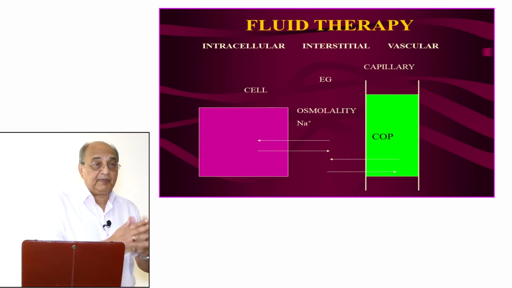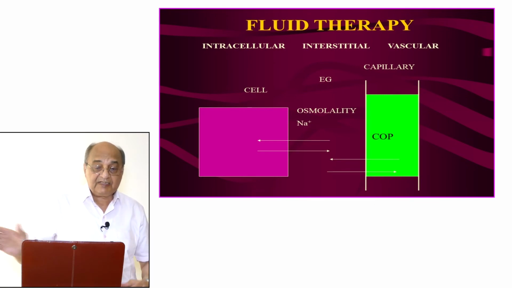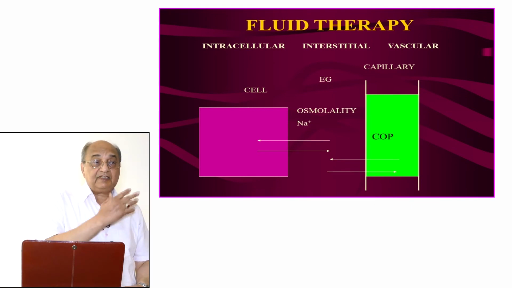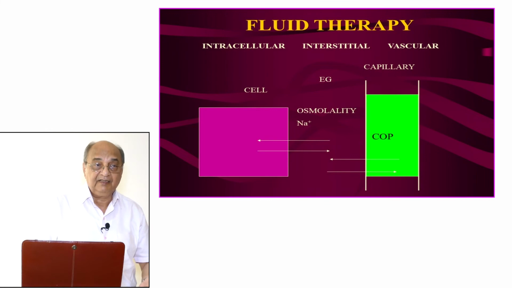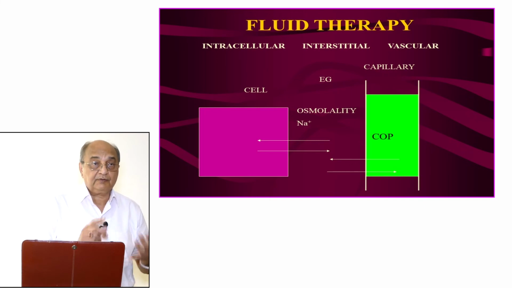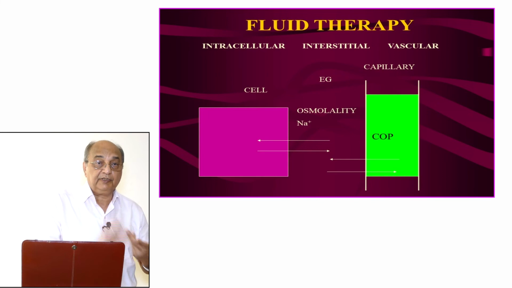Then you come to the partition between the interstitial compartment and the intracellular compartment, that is the cell wall. Now water can easily pass through the cell wall, but there is a force which controls it, that is the osmolality or osmolarity. Osmolarity depends on osmotically active ions on both sides of the cell wall. What are the osmotically active ions? Sodium, potassium, calcium, magnesium. Right? These are the positive ions.